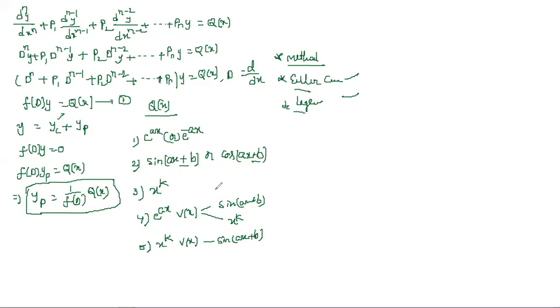So only these are the topics in the second unit. Total 5 plus 3, that is 8. If the 8 topics are completed, then the second unit will be finished. Right. So this is the method of variation of parameters. This is a little bit different. And next, this is Euler-Cauchy linear equation, and this is Legendre's linear differential equation. So these are the total 8 topics.